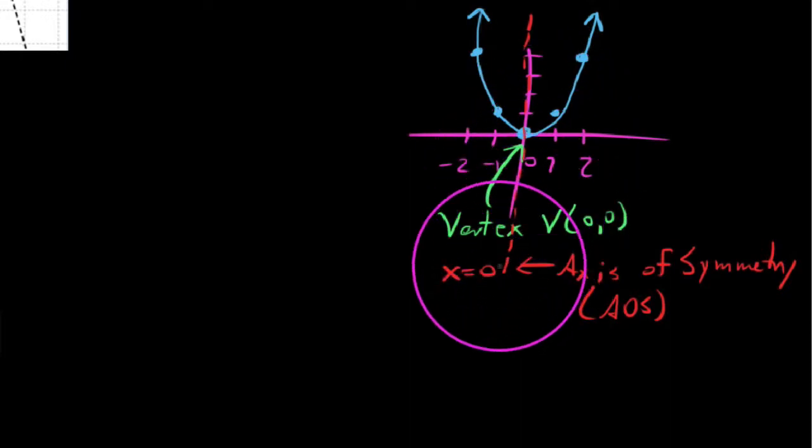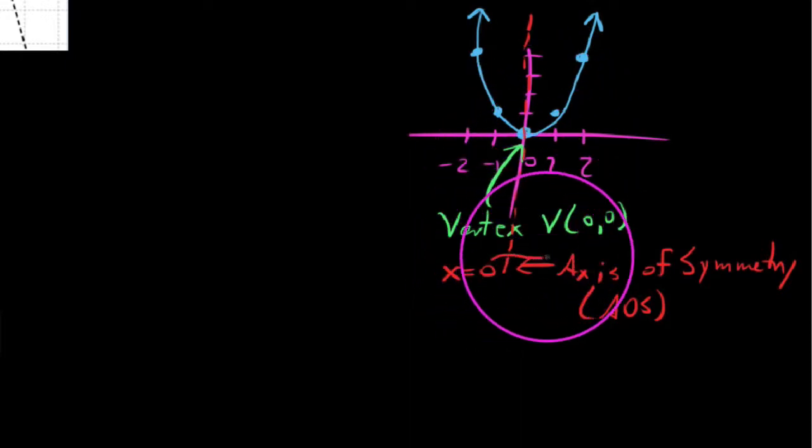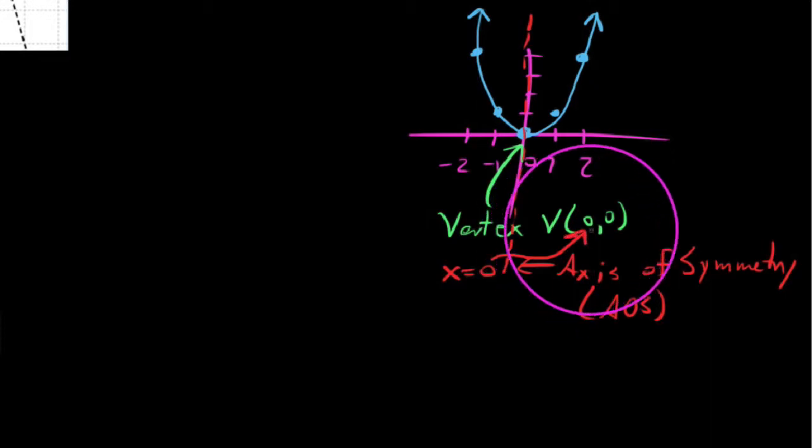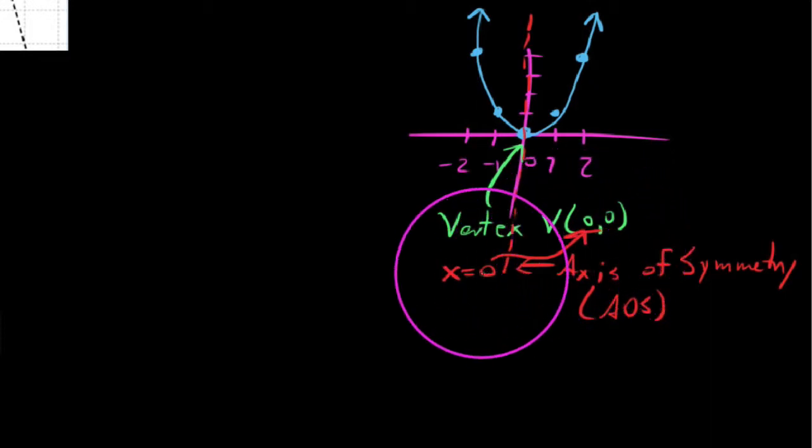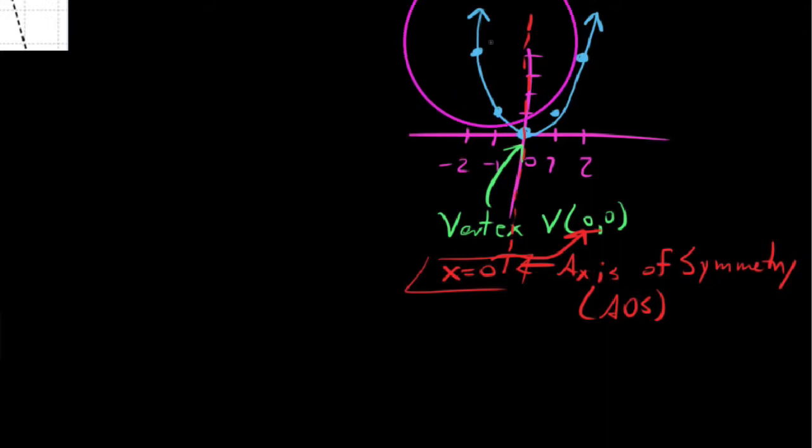And it also passes through the vertex, so it has to have, remember this, the same x value as the x value of the vertex. That's kind of nifty, okay? And so we say, here's our parabola here.